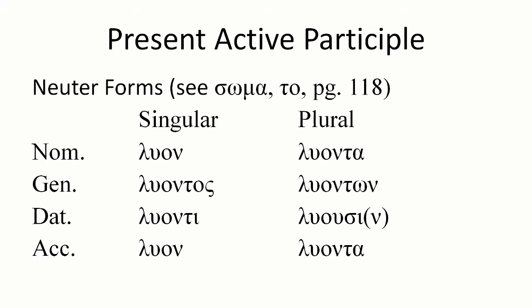If you notice, the genitive and dative forms are identical to the masculine. So luon, genitive singular, you got the stem change luontos, dative luonti, and accusative, again, same as nominative singular luon. Plural, same thing happens. Nominative and accusative look the same as each other, luonta. Then the genitive and dative plural look the same as the masculine plural, luonton, omega nu, and luusi, that funny dative plural form. Accusative plural, same as the nominative.